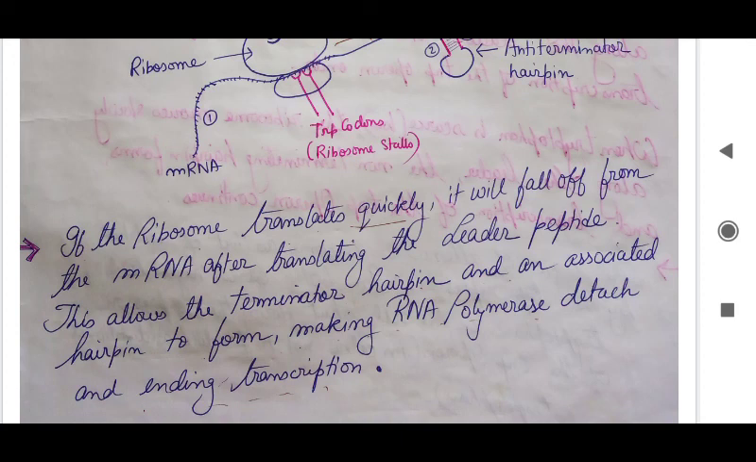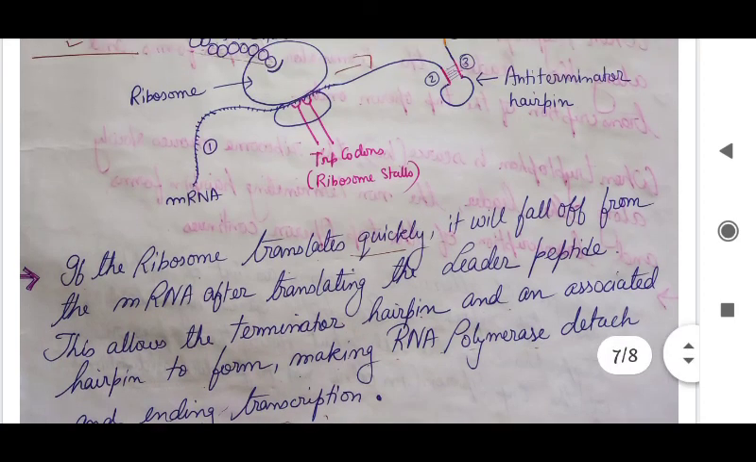Again I repeat, if the ribosome translates quickly, it means there is enough tryptophan, because 2 tryptophan amino acids have to be incorporated into the leader peptide because it has tryptophan codons.